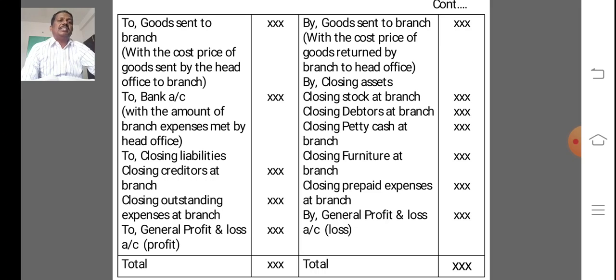And coming to the credit side, by closing assets account. That is closing stock at branch, closing debtors at branch, closing petty cash at branch, closing furniture at branch, closing prepaid expenses at branch, and so on. So, with the value of the assets at the branch at the end of the accounting period, we are entering.